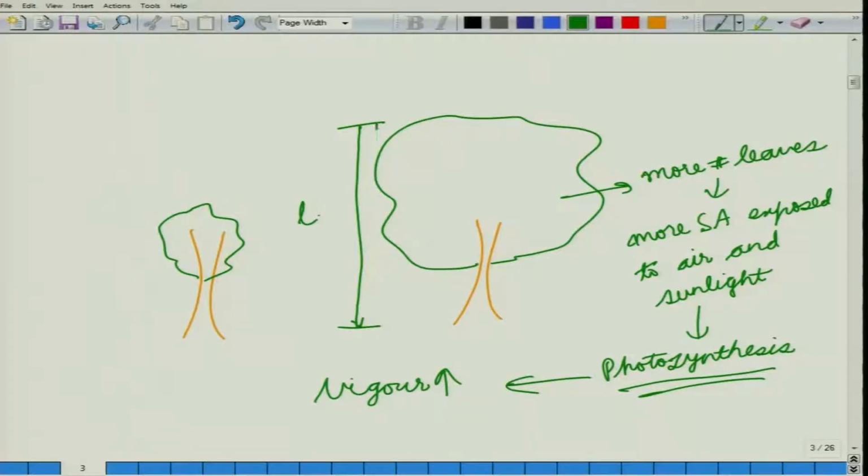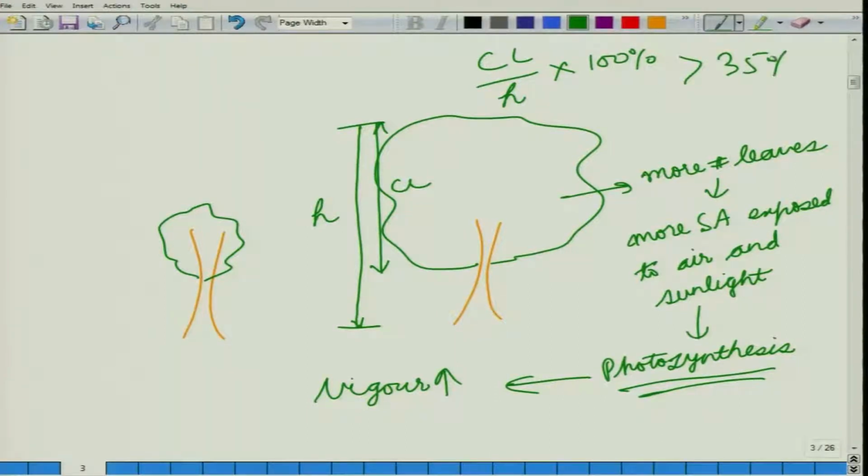if we take the crown length and take the ratio of crown length upon, or maybe let us call it, the height of the tree, then we will have crown length by H into 100%, that should be greater than 35% in the case of class 1 saplings. Also it should have less than 5% dieback.